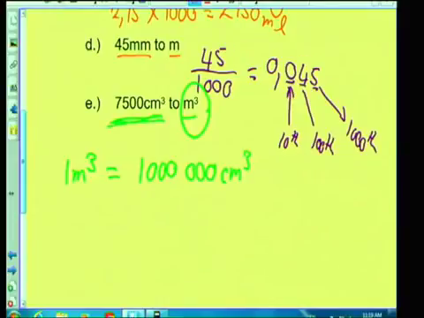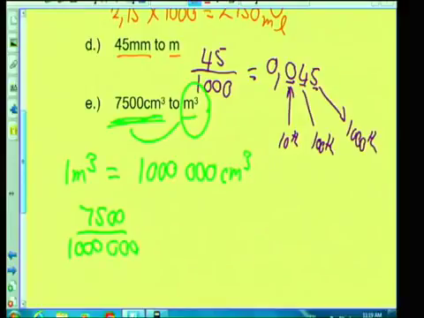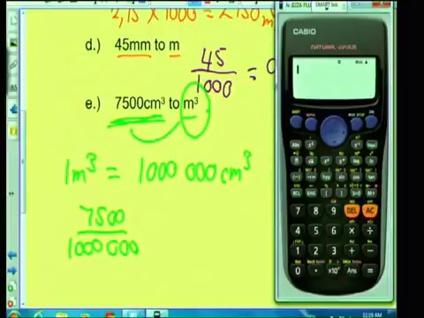So how are we going to deal with this one? We've been given centimeters cubed, and we want to get to meters cubed. Well, meters cubed is just divide by 1,000 and then divide by 1,000 again. So what we're going to do is we're going to say 7,500 divided by 1 million. Three zeros and another 3 zeros. Let's do it on the calculator so we get it right. We're going to say 7,500 divided by 1,000. I'm going to do it the short way, the long way. Divide by 1,000 first of all, and that's going to give me that answer because it's 7,5, and then I'm going to divide by 1,000 again to get me my million.